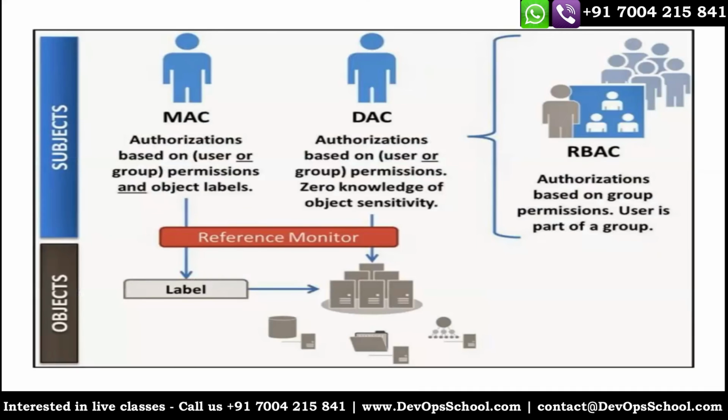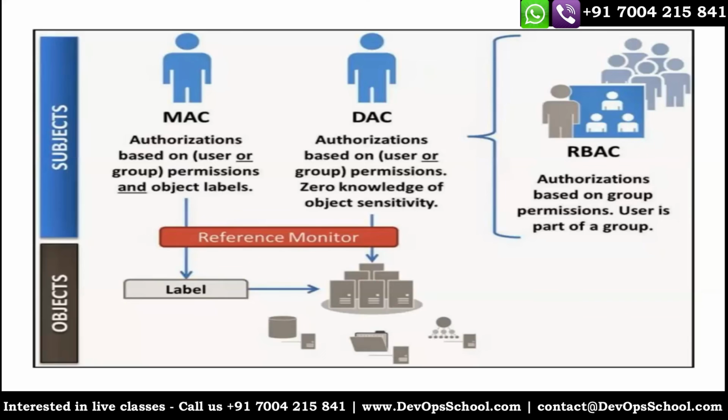Now the difference between all these access controls, so this is just a high level difference. Subjects and objects. In MAC, authorization is based on the user or group, permission and object level. Here in the DAC, which is Linux, authorization is based on the user and group permission, with zero knowledge of object sensitivity. That means in MAC we have object level access also, but here zero knowledge of object sensitivity. That means if you are an owner, you are an owner. If you are a user, you are a user, like that.